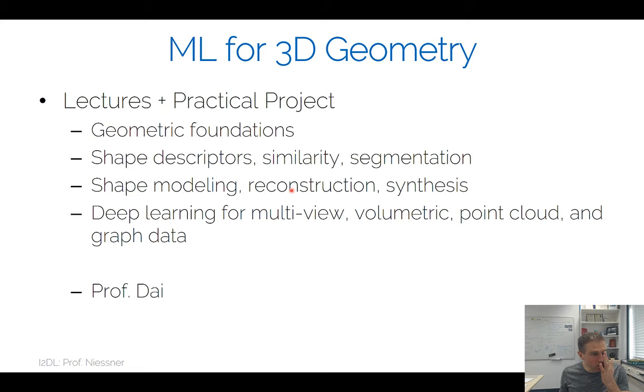Okay, there's other courses. There's Machine Learning for 3D Geometry by Professor Dai. That one I also want to advertise. It's very similar. They also have a lecture and practical part to it. They also have projects attached to it. They focus more on geometry and shapes. So they focus a bit on the intersection of computer graphics, geometric processing here. They have geometric foundations. They work on shape descriptors. They work on 3D segmentation methods. And they basically lift the whole thing from 2D to 3D in a sense, right? I should also say this is a super, super cool course. Definitely check that out too. I hope this is also very interesting to you.